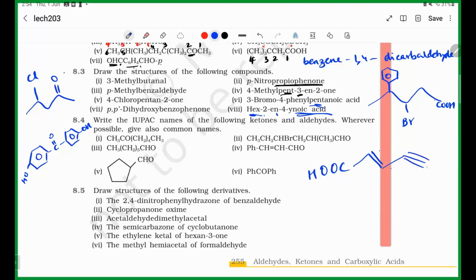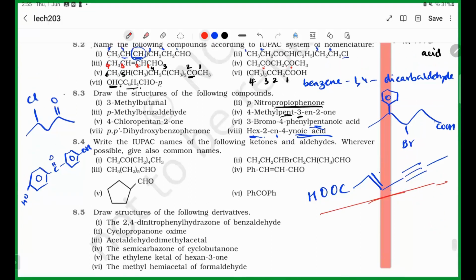Once you have a triple bond, you have to draw it like this. Because for the triple bond, both these carbon atoms are sp hybridized, right? And sp hybridized carbon atoms are linear, so they have to be represented in a linear manner. So this is the exact representation of the compound.